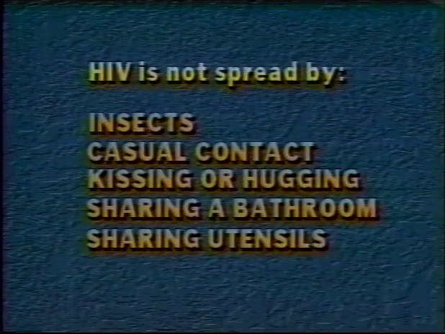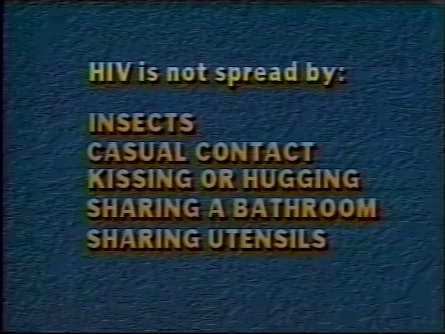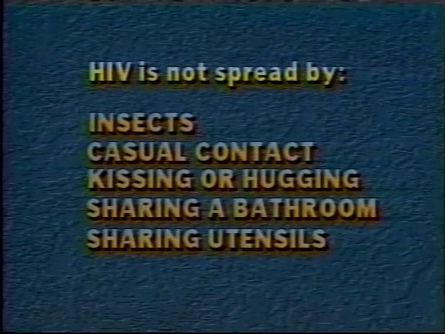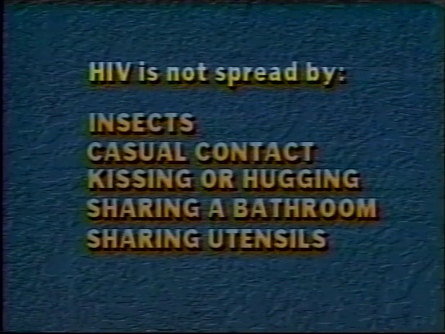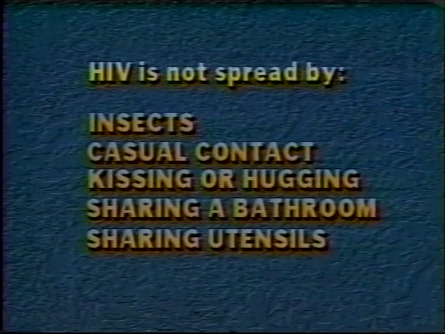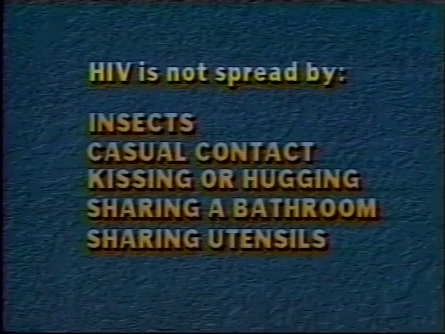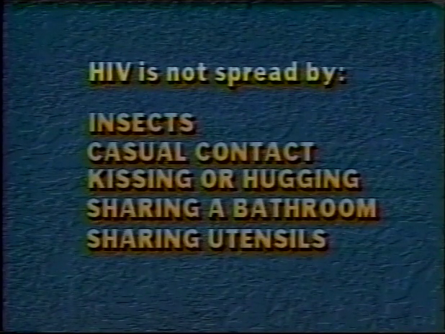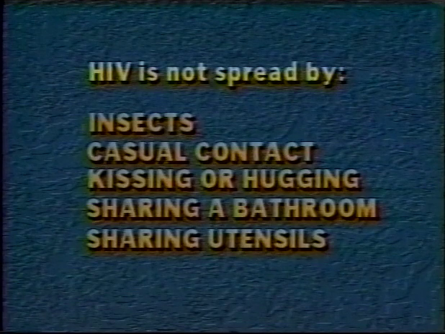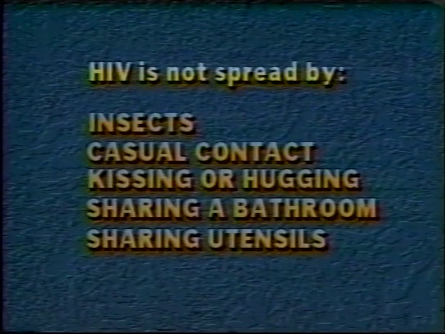HIV is not spread through casual contact, through activities like hugging or kissing, sharing a bathroom, using the same tub or pool, sharing utensils, sharing a meal. If a person's HIV infected and they cook your food, that is not a way for you to become infected with HIV. Also, insects cannot spread the virus to people. That has been proven.